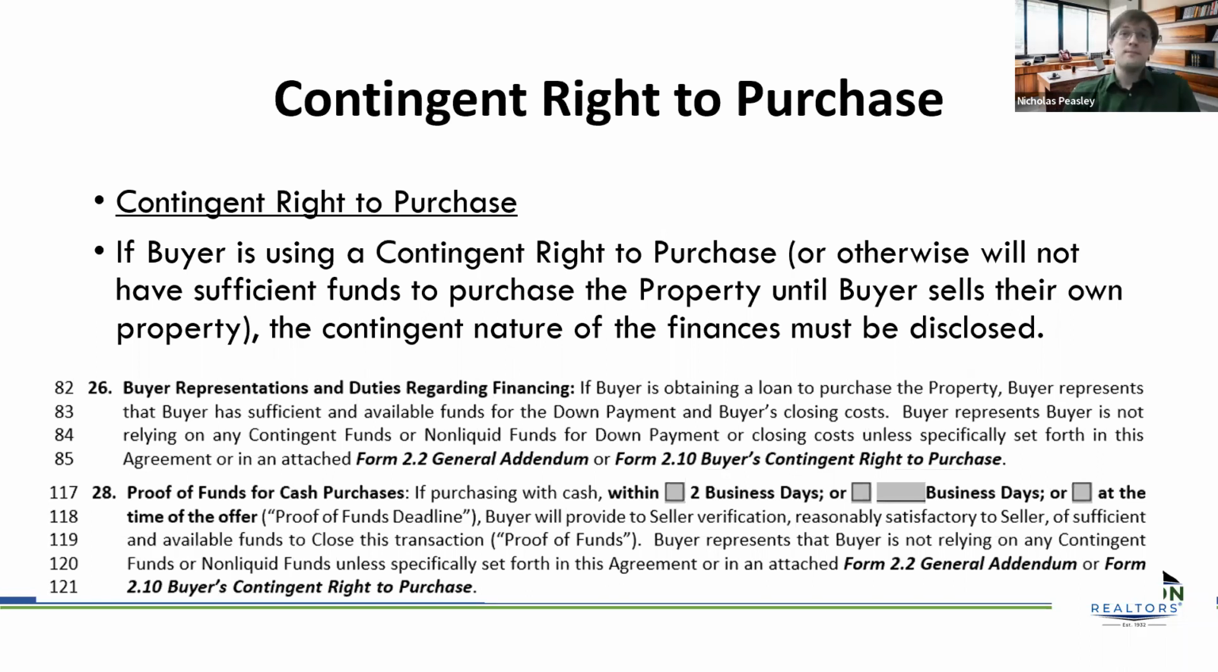So if you're a buyer that says, yeah, don't worry about it, I can put $50,000 down, and that $50,000 comes from the buyer selling their home, the buyer needs to disclose that. They either do that in a general addendum, if it's non-liquid funds, or if it's some bizarre other kind of contingent fund. If it's in a contingent right to purchase context, you want Form 2.10. That's what's going to provide all of the undergirding background information that you want to protect yourself in this context.